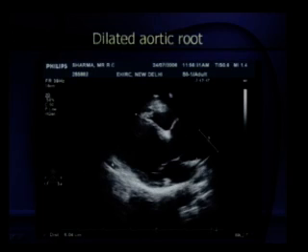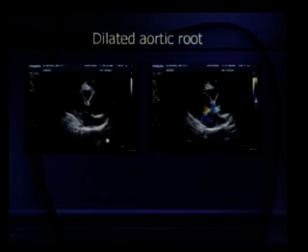So this is a case of a dilated aortic root in Marfan's disease, and again it's important, and this is one of the methods by echo. This is good methodology of looking at aortic root dilatation. Here the dilatation is 6 centimeters.